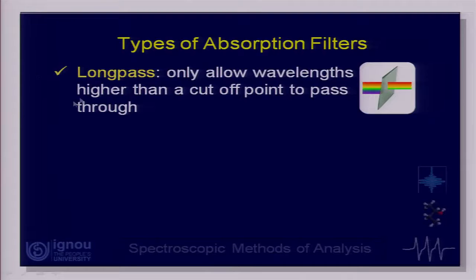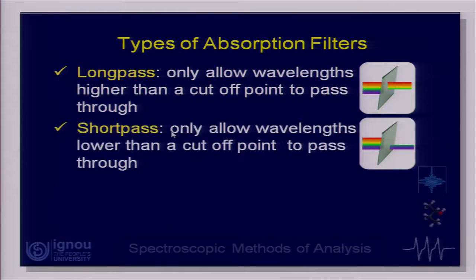Now, as I just said, we can use a combination of filters to get a narrow range of wavelengths. On the basis of this, we find that there are three types of absorption filters possible. One is called long pass absorption filters. As the name suggests, it allows radiation of long wavelength to pass through. Suppose this is my filter. I am passing all this radiation from lower wavelength to this one. When this radiation passes through, it cuts off a certain wavelength and below, and allows that wavelength and above to pass through. So, that is long pass. That means, it allows wavelengths higher than a cutoff point to pass through.